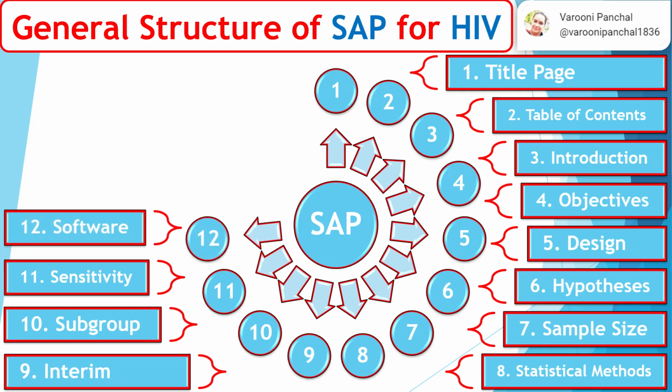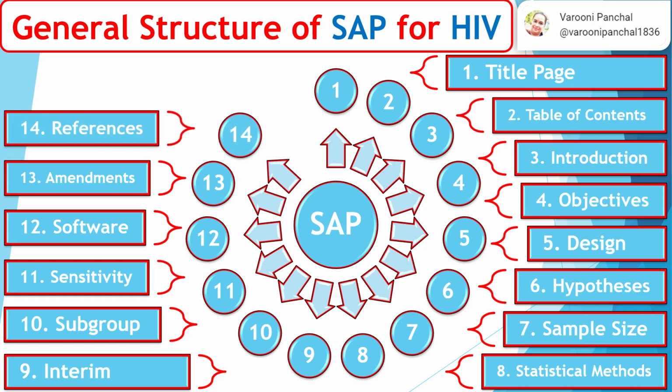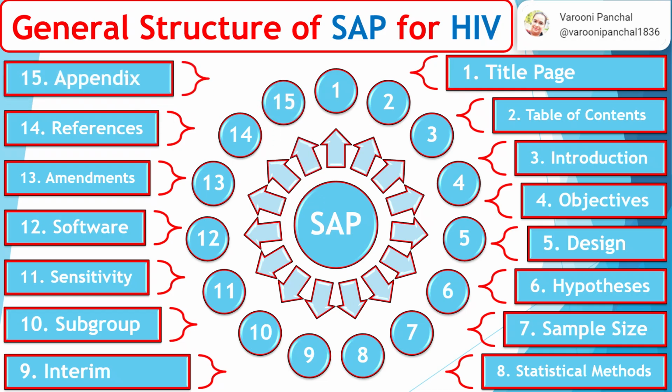Number 12, statistical software. Software used: SAS version X.X, or R version X.X for statistical analyses. Number 13, amendments to the SAP. Any deviations or changes from the original SAP must be documented and justified in this section. Number 14, references. List of relevant literature and guidelines used in the development of the SAP. Number 15, appendix. Example tables, listings, and figures. TLFs for key endpoints. Derivation rules for key variables.